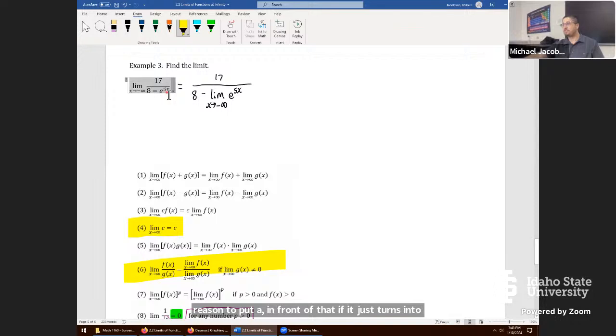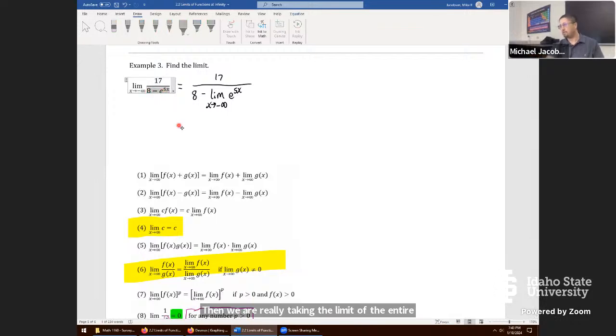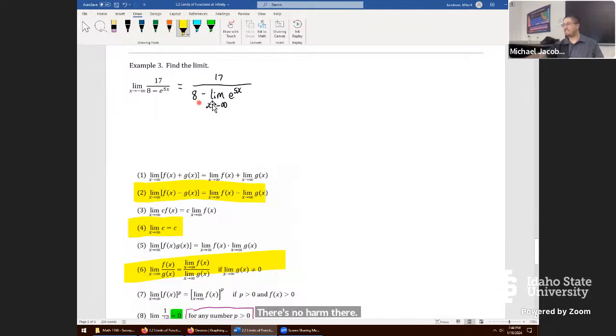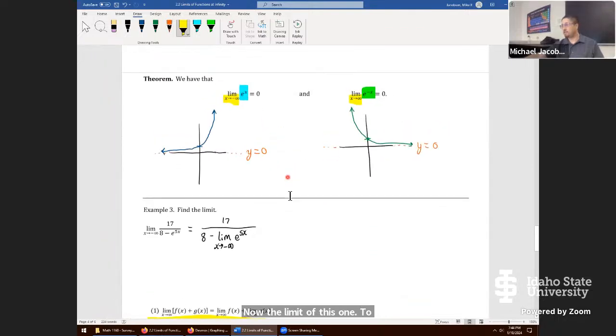Then we are really taking the limit of the entire denominator, not just one term at a time. The limit law 2 says, well, you can do one term at a time. There's no harm there. So we use that up. Limit of this one is still 8. So we settled right down here, limit of e to the 5x. Now the limit of this one needs to be resolved by the formula right above.